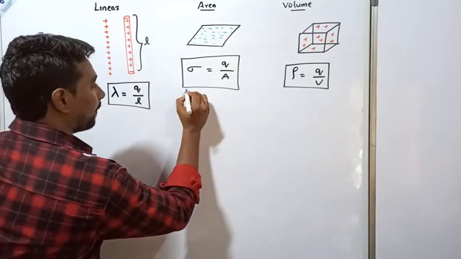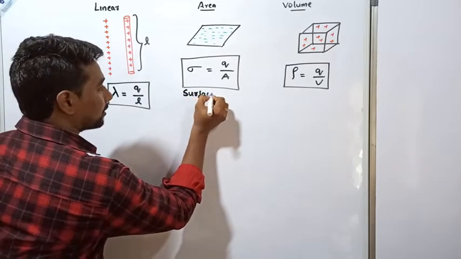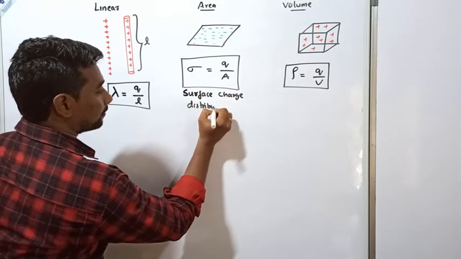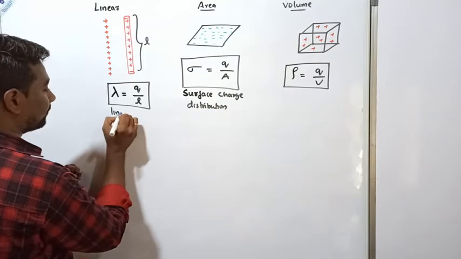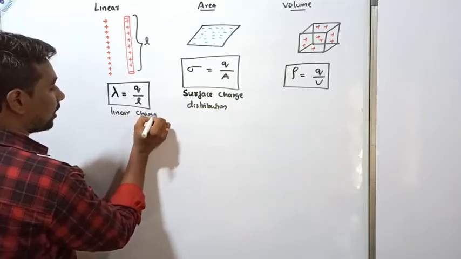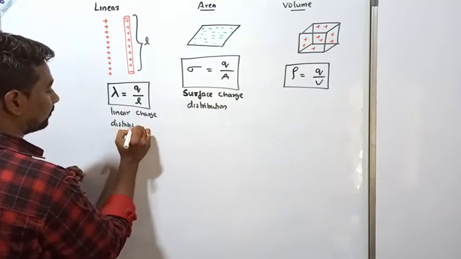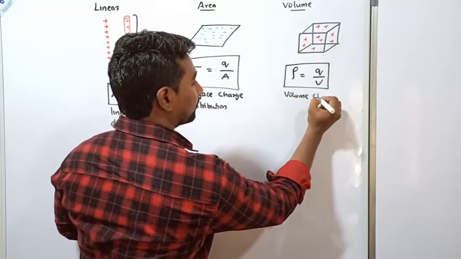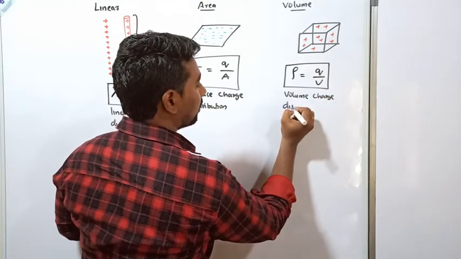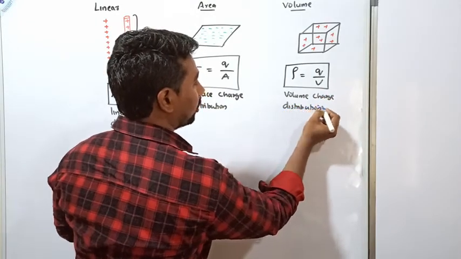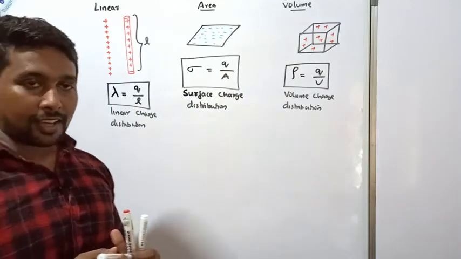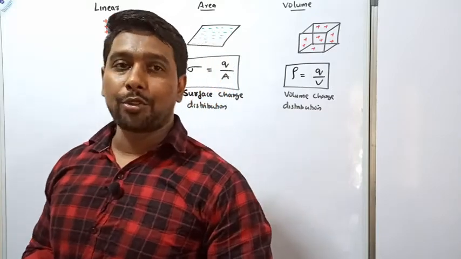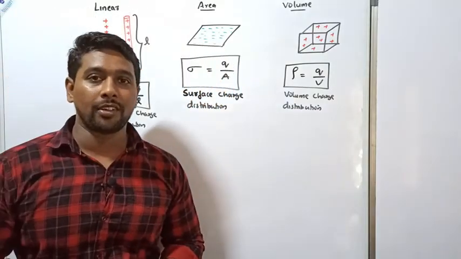This is surface charge distribution. This was linear charge distribution. This was volume charge distribution. Okay, these are the three different charge distributions. Got the point? Next we are going to find the electric field due to a dipole.